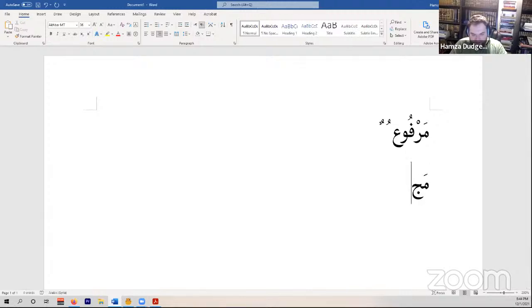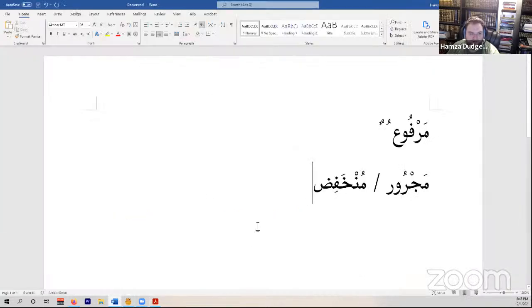Okay. And then when you have kasra at the end, they call it majroor. Sometimes you'll see it alternatively as munkhafad. That's just a variant. Munkhafad means to be put down, and majrur is kind of like a synonym. So majrur or munkhafad means that there is either a kasra at the end, or kasratain. If there's no alif lam, it would be baytin, al-bayti or baytin. Make sense? Yes.